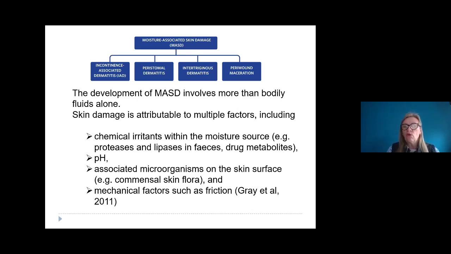It's also the microorganisms on the skin, the commensal skin flora, and what that fluid and those other metabolites and things cause in change of things like pH, which changes the microorganisms. And then there are external factors like mechanical factors like friction, particularly if you are thinking about a stoma, if you're thinking about on the bottom. Those things also can cause significant problems and make the impact of the fluid much more.